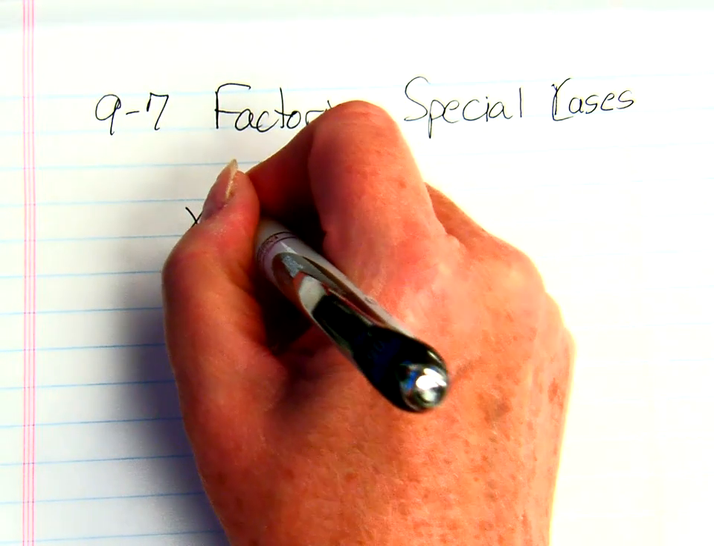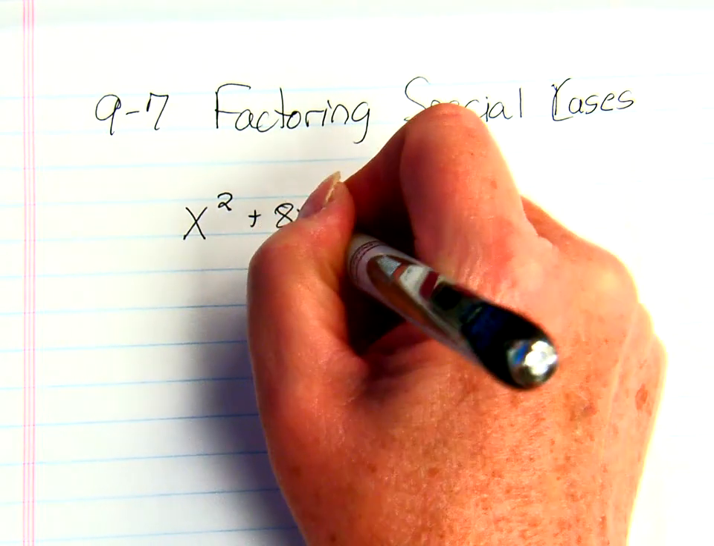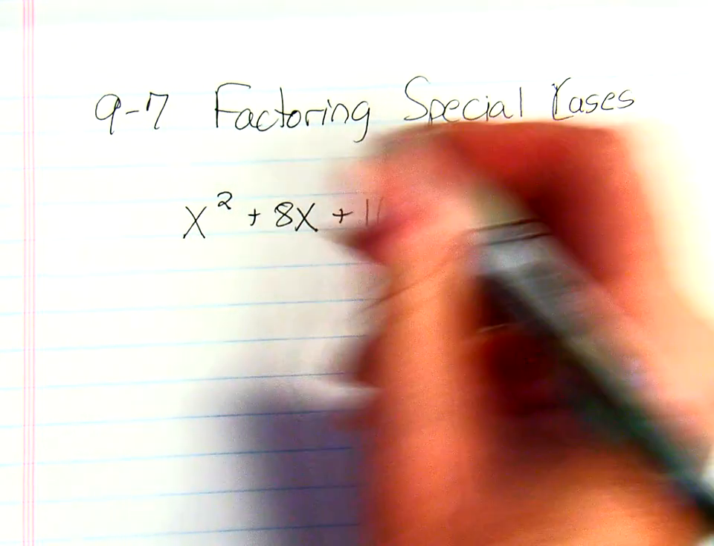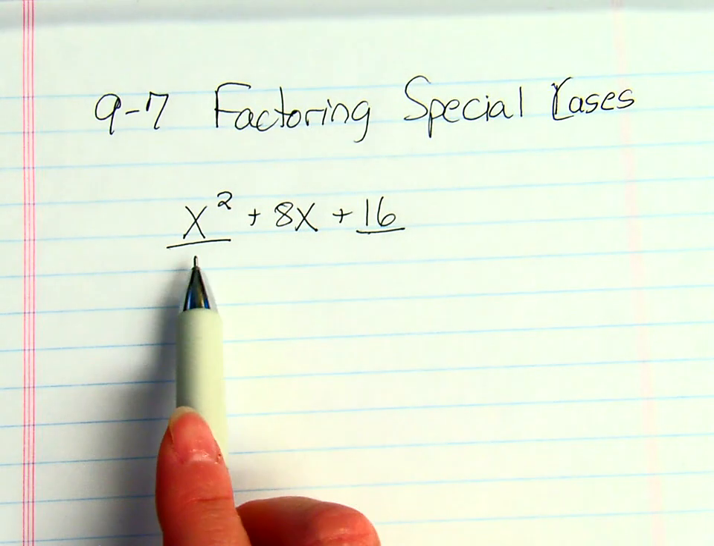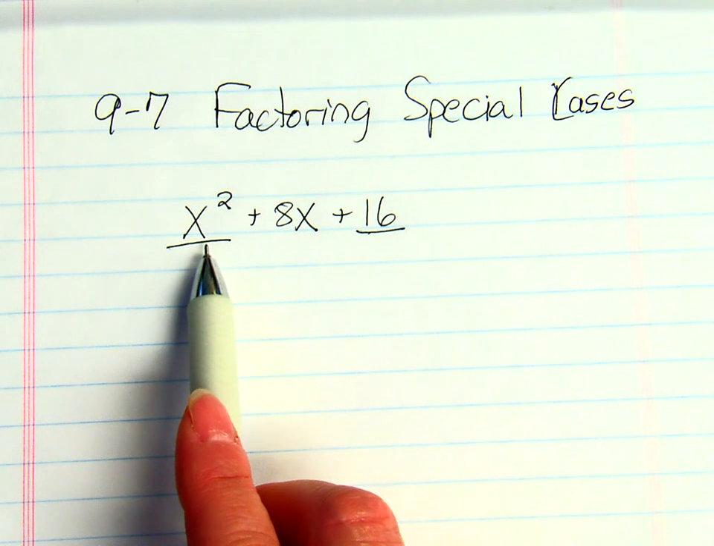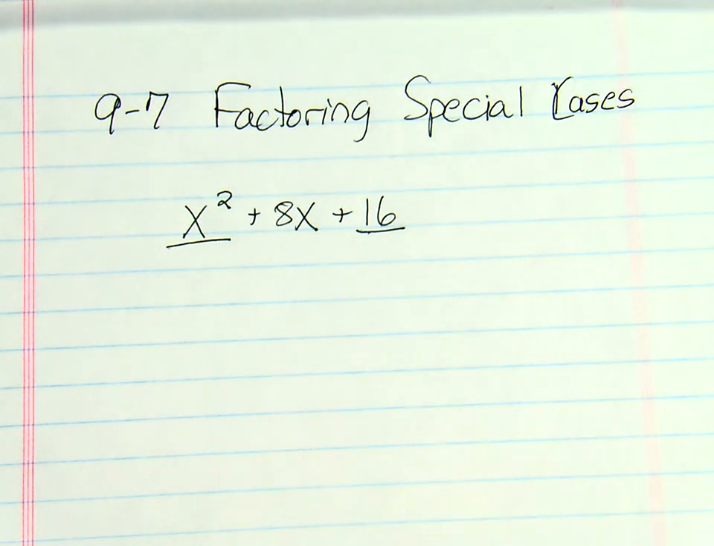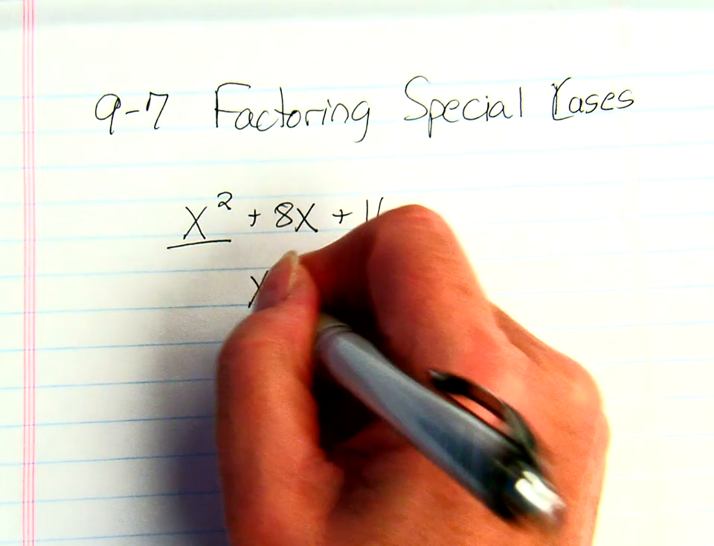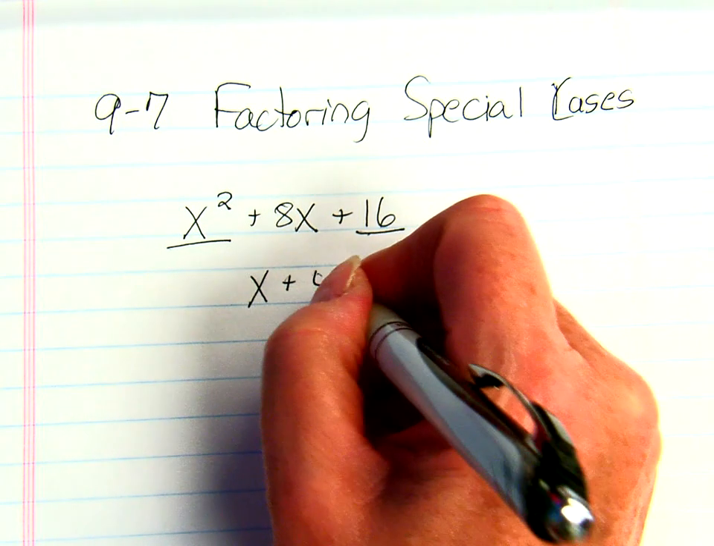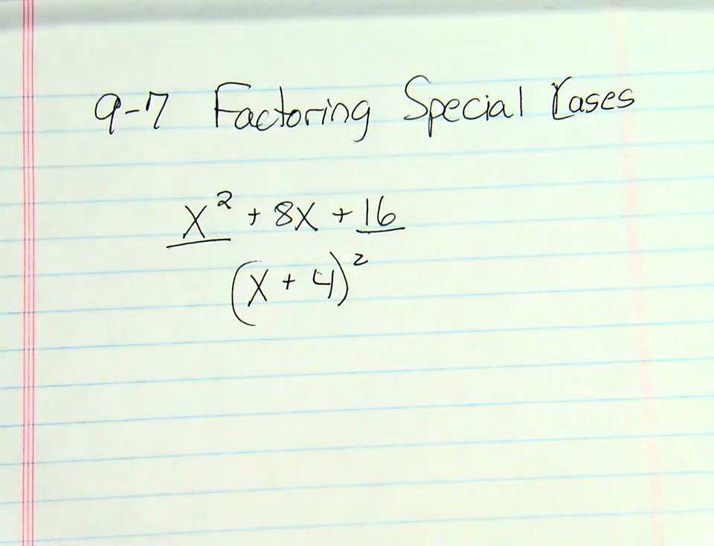We've got x squared plus 8x plus 16. What I want you to look at is the first term and the last term. Obviously we're squaring the first term, and your c term, your last term, should also be a perfect square. In this case, hopefully you will recognize that we end up with (x plus 4) squared. I really just want you to make it as easy as that.